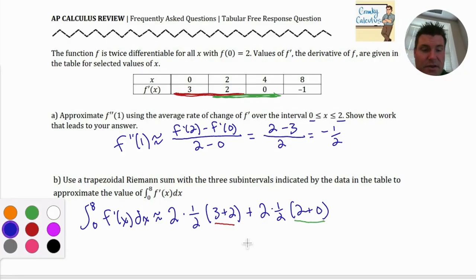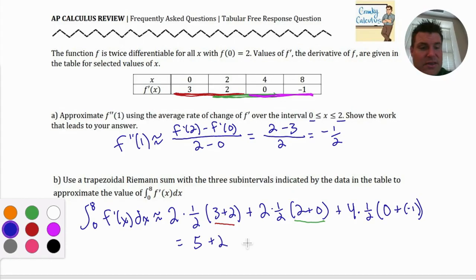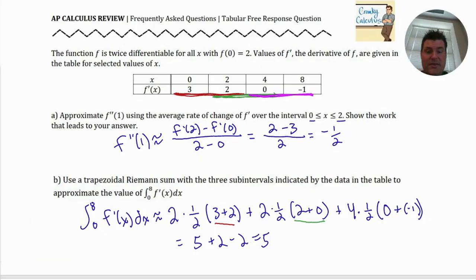And now be careful on this one, because now we're going to go from x equals 4 to x equals 8, and that's going to be a difference of 4. So 4 times the average of, let's underline this now in purple, we have 0 and negative 1. And now we can do some easy simplifying. By the way, if you're on the AP exam, you do not need to simplify it. This is going to get you full credit for everything, but I'll simplify it for you. The first term is going to end up with a 5, the second term is going to end up with a 2, and the last term is going to end up being minus 2, so we're going to get an answer of 5 for this problem.